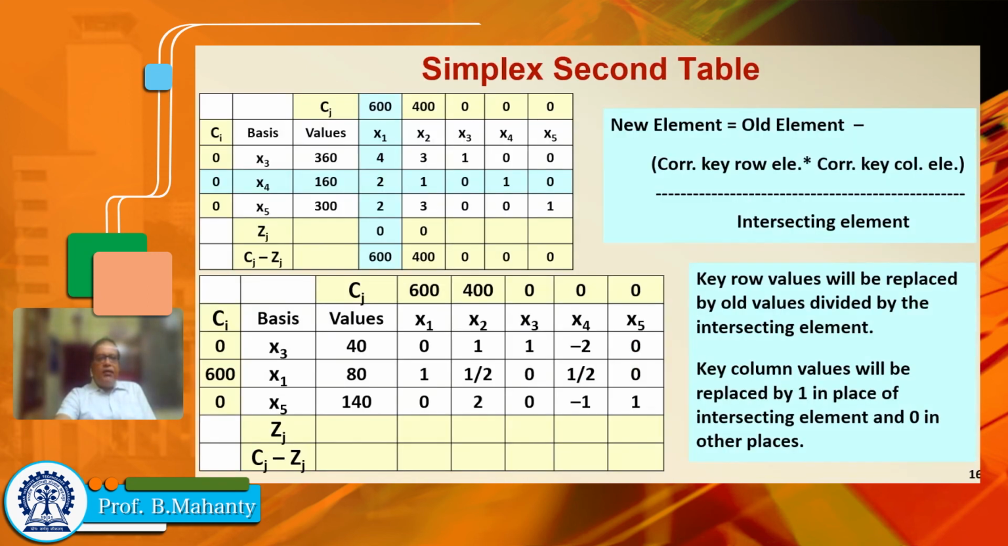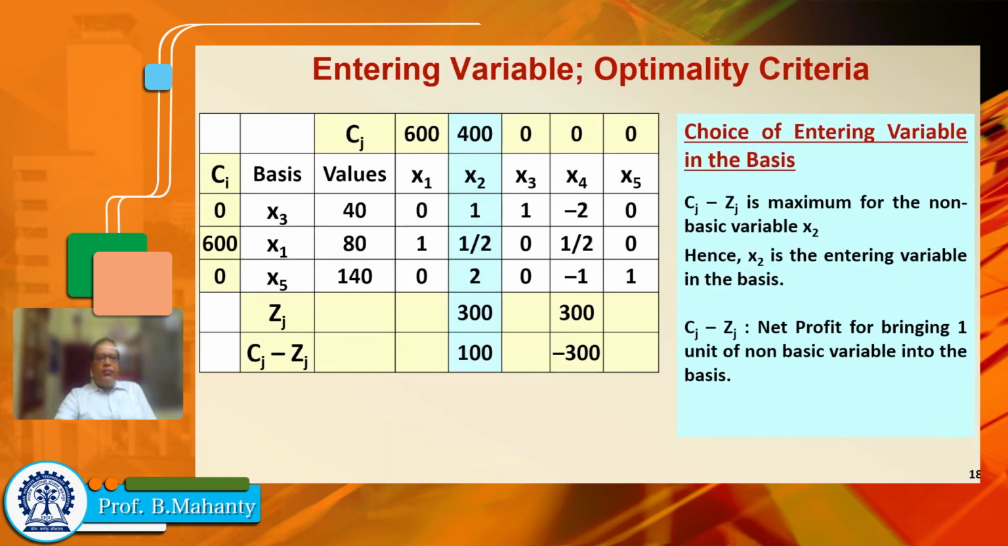Now this is our simplex second table. What does the second table represent? x1 equal to 80, x3 equal to 40 and x5 equal to 140. Right, what is the value of z at this point? Because x1 is equal to 80, so 80 into 60, that is 48,000.